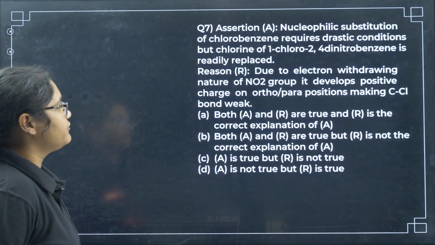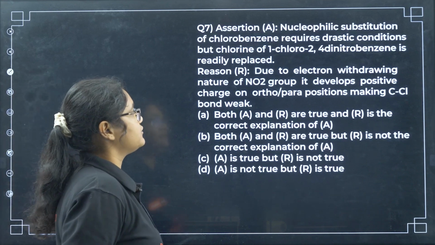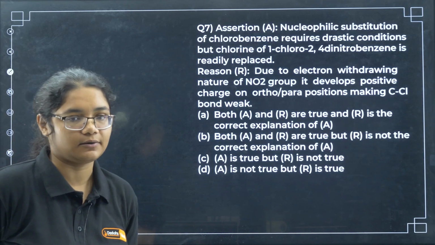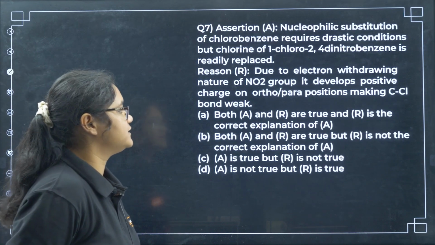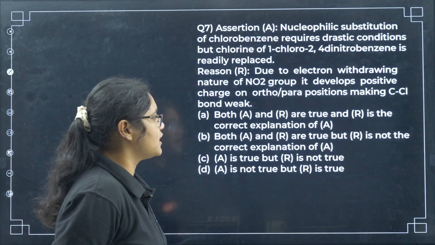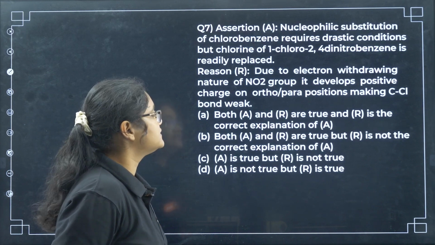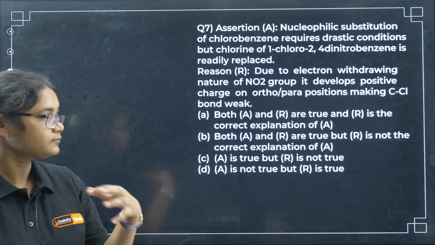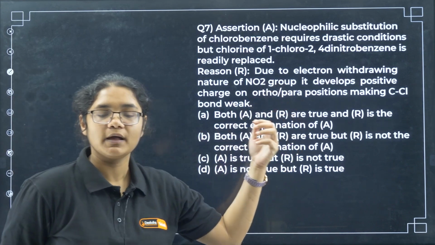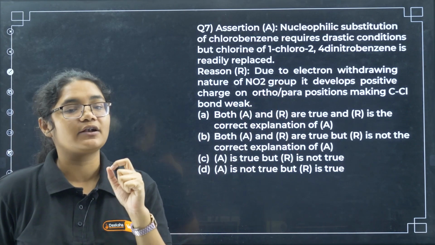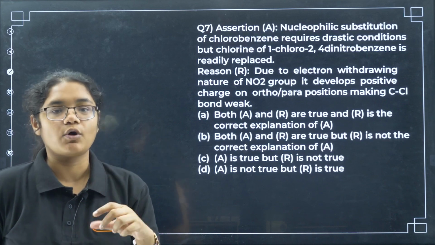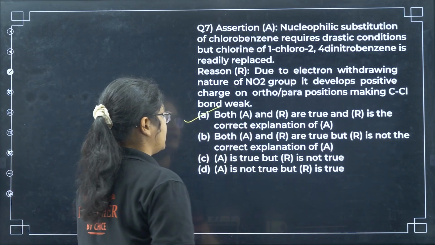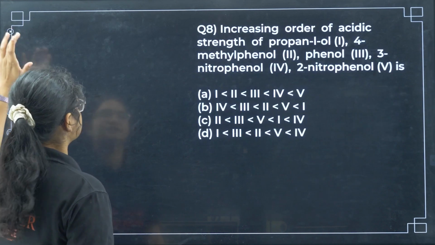Next, assertion. Nucleophilic substitution of chlorobenzene requires drastic conditions, but chlorine of 1-chloro-2,4-dinitrobenzene is readily replaced. Reason: due to the electron withdrawing nature of NO2 group, it develops a positive charge on the ortho and para position, making the C-Cl bond weak. Yes, so that is the reason: when you have this electron withdrawing group, it decreases the electron density at ortho and para position, and the bond becomes weak and the breaking of the bond becomes easier. So here both A and R are correct, and R is the explanation of A.